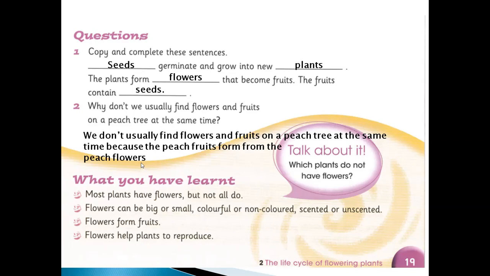Okay, what you have learned in this lesson: most plants have flowers, but not all plants. Flowers can be big or small. Colorful, with different colors, or non-colored. Scented, meaning with smell, and with no smell, unscented. Flowers form fruit, making fruits. Flowers help the plant to reproduce.